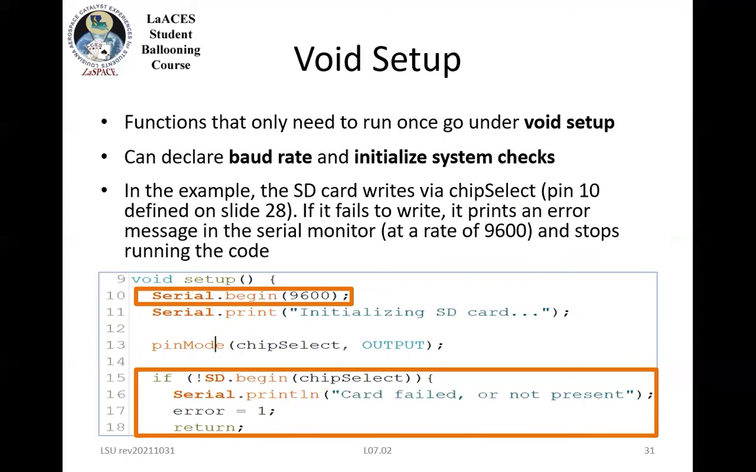So you put all of your stuff that only needs to be run once at the beginning in your setup. So for a real simple example, this is where we would declare our baud rate. And in this example, we're initializing an SD card and doing a simple check to see if that worked, right? And writing an error message. We don't need to do that every single time we go through the loop. We only need to do that when we first power up. So we put this all in the setup.